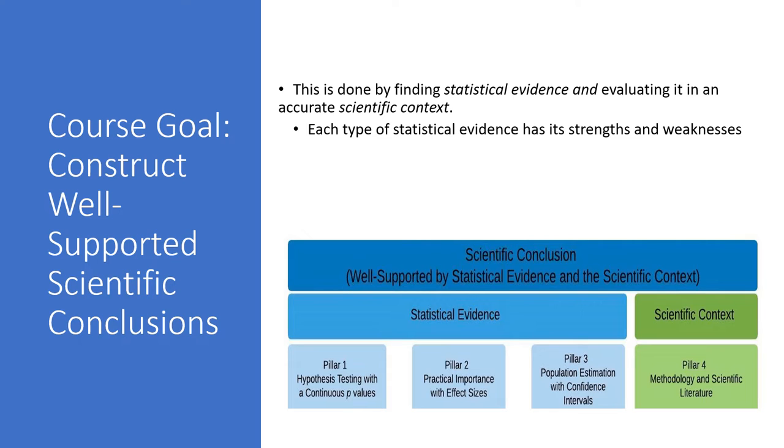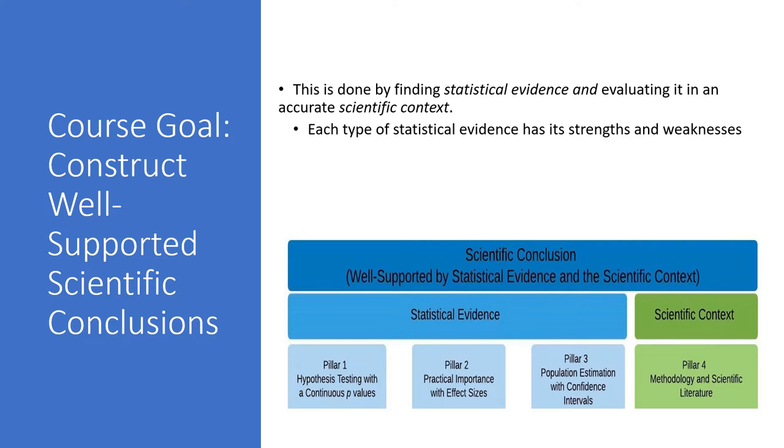The statistical evidence comes in many forms, right? And in this class, we're going to talk about three different types of statistical evidence: hypothesis testing with a continuous p-value, the practical importance of results with an effect size, and then population estimation with confidence intervals. These three different types of statistical evidence have their own strengths and weaknesses. And in order to use statistical evidence well, you really need to have all three of these things. They collectively will support a scientific conclusion. If you remove any one of those, your scientific conclusion is going to be missing some support that's needed.